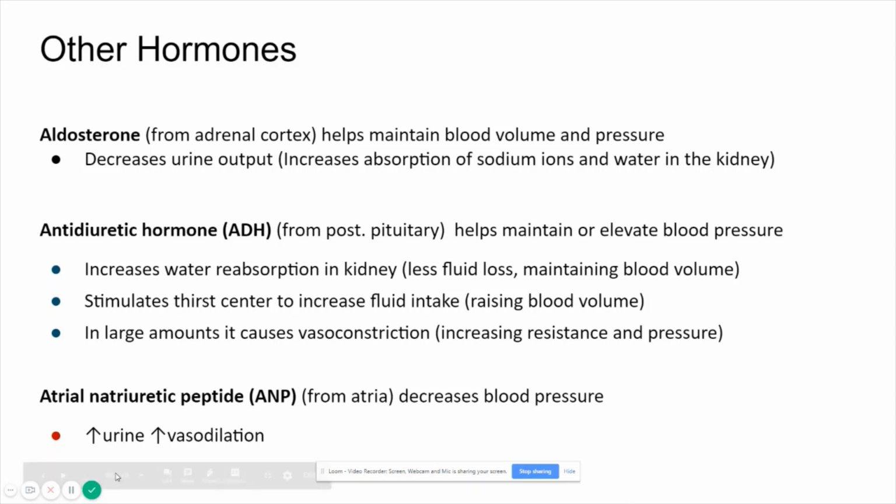Okay, and then the one that's different on this list, ANP, or atrial natriuretic peptide, is produced by the atria themselves, and it functions to decrease blood pressure by increasing urine output and increasing vasodilation. The stimulus for this is an increased stretch in the walls of the atria. So it's a protective measure to keep your blood pressure from getting too high.